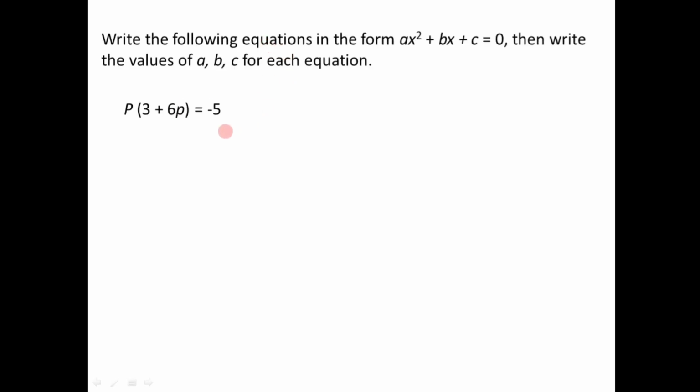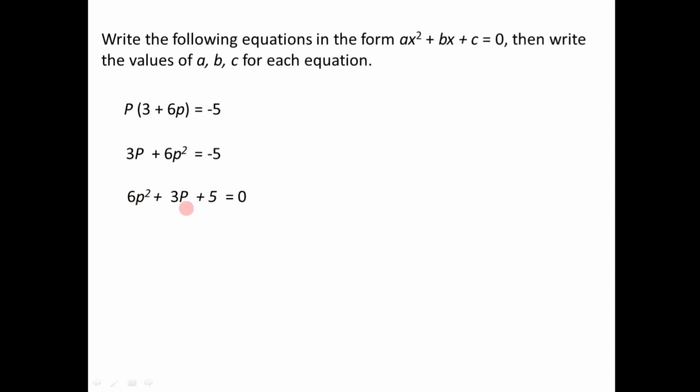Let's have the same question. Now the equation is p into (3 plus 6p) is equal to minus 5. So again we have to simplify this one. P into 3, that's 3p, and if we multiply 6p and p, that will be 6p squared is equal to minus 5. If you take minus 5 to the left hand side, it will be 6p squared plus 3p, and minus 5 coming to the left hand side will become plus 5 is equal to 0.